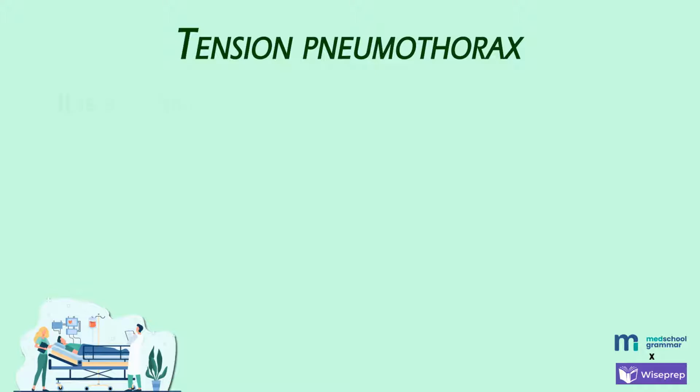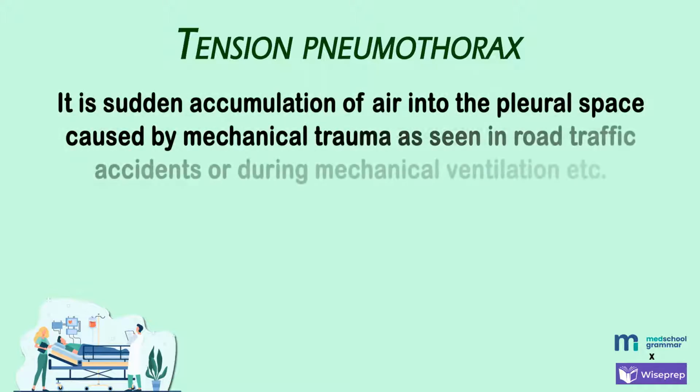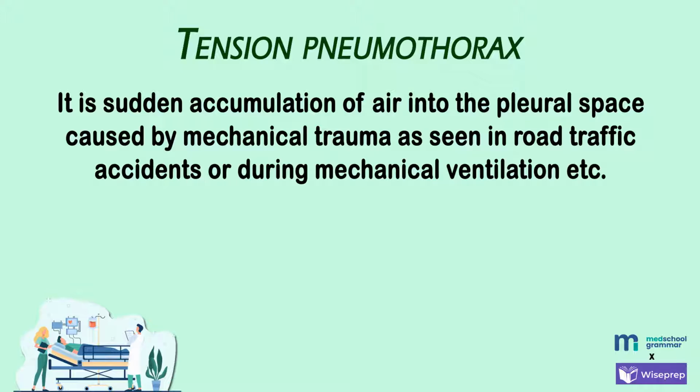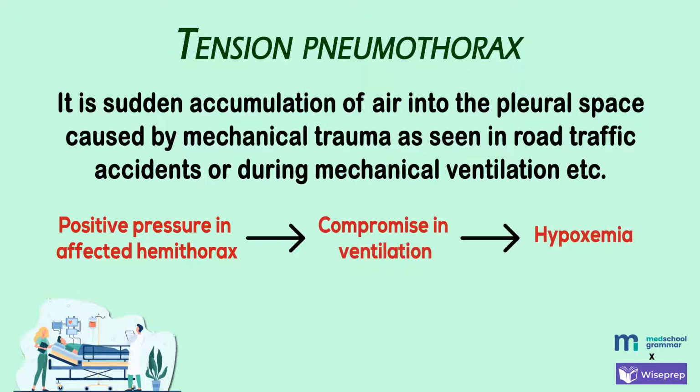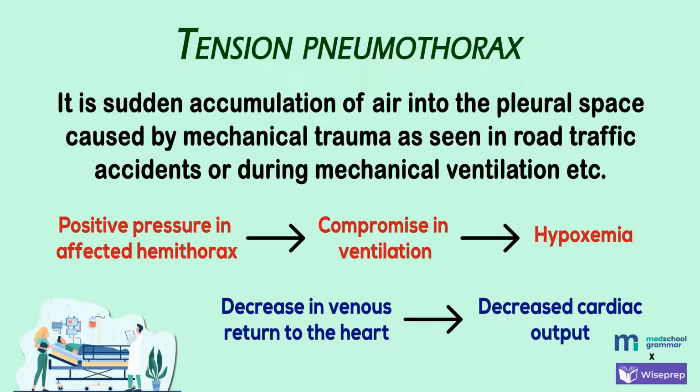Tension pneumothorax is the sudden accumulation of air into the pleural space caused by mechanical trauma as seen in a road traffic accident or during mechanical ventilation, etc. This creates a positive pressure in the affected hemithorax, leading to compromise in the ventilation, which can cause hypoxemia, and a decrease in the venous return to the heart, causing decreased cardiac output due to positive pressure in the mediastinum. Together, this creates a life-threatening situation which must be managed by relieving this pressure immediately.